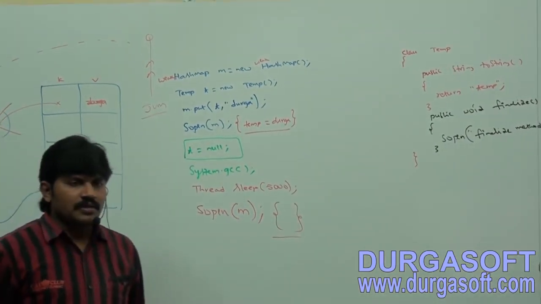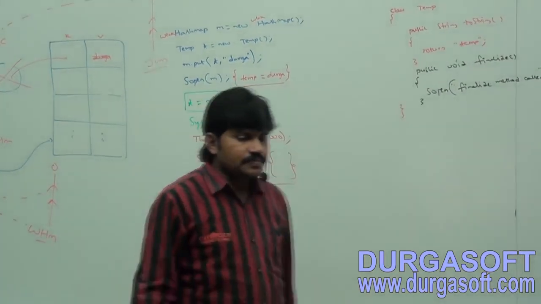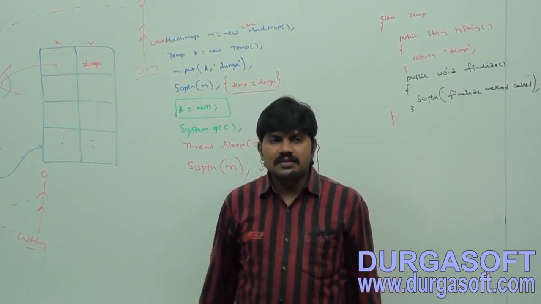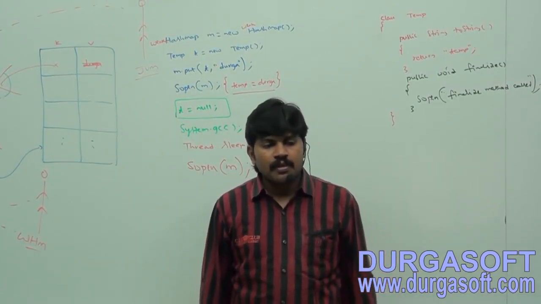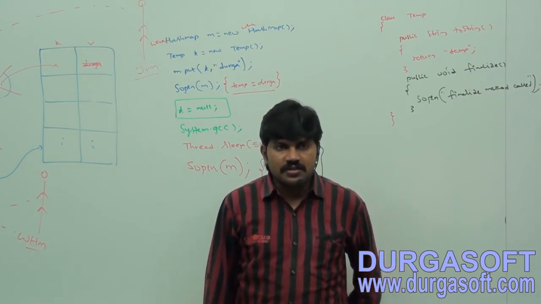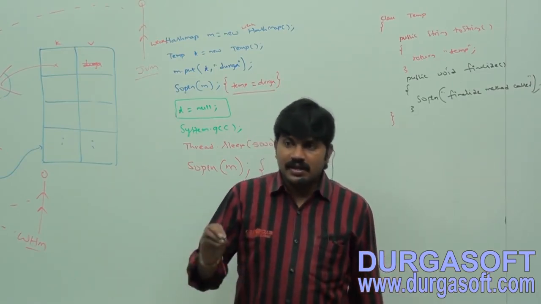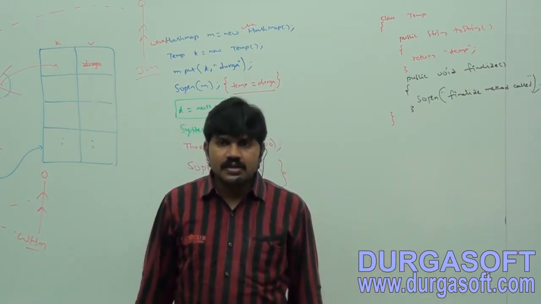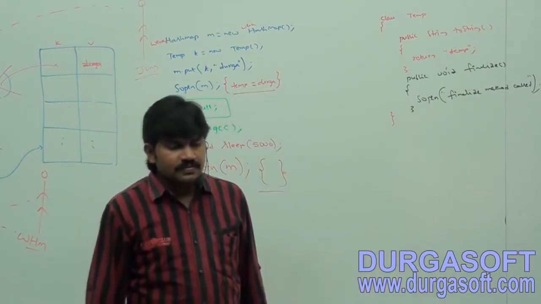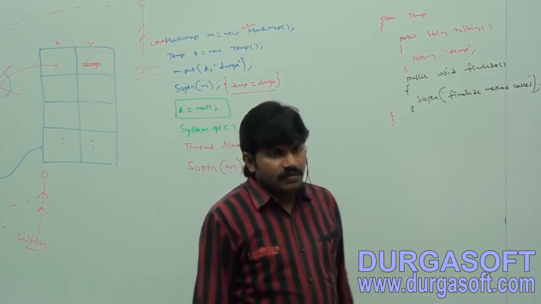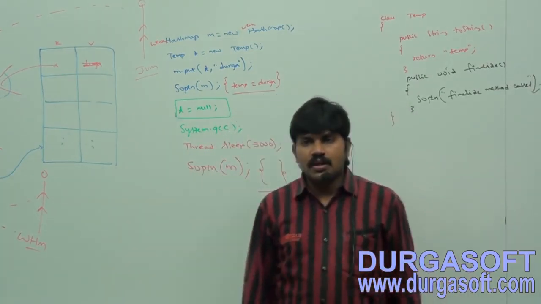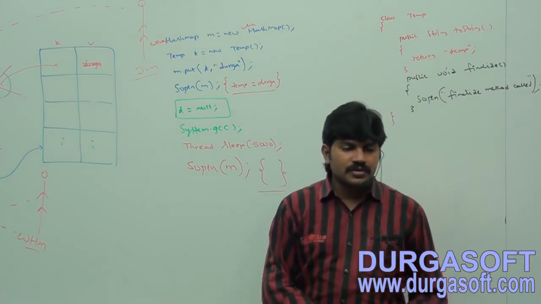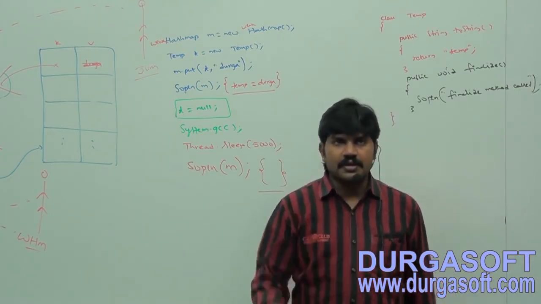WeakHashMap is exactly the same as a hash map, except for the following difference. Next para.